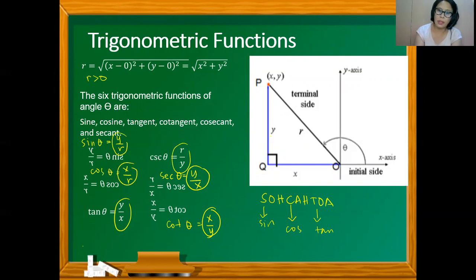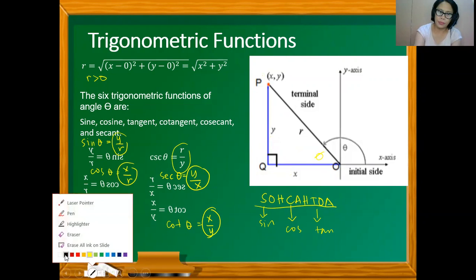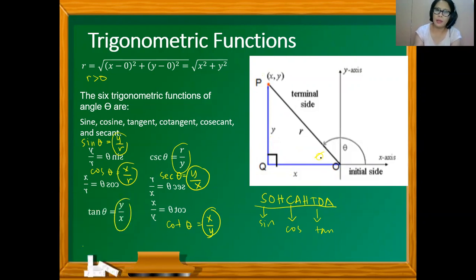Now, this SOHCAHTOA that I was referring to defines the ratio of each trigonometric function. So when we say SOH, this is opposite over hypotenuse. So this is your theta, and the opposite side of this theta is y, and the hypotenuse is the side opposite the right angle, which is r. So we have y over r.